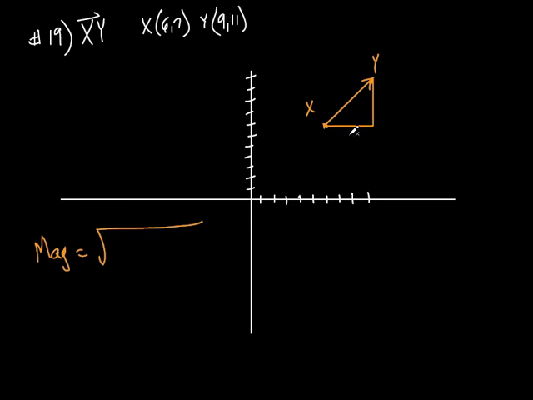Wouldn't you agree? So how far over is it from here to here? 9 minus 6, right? That's 3. How far up is it here? 11 minus 7 is what? 4. Watch the math. Don't even use the distance formula, right? I mean, you could if you wanted to, but watch. 3, 4, what? 5. So the magnitude is 5. That's all there is to that. That was easy, wasn't it?